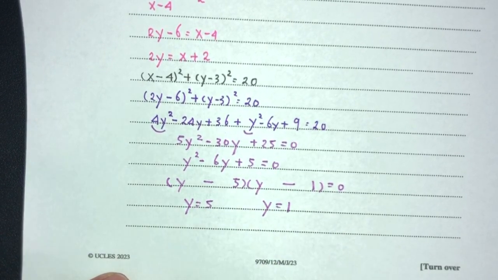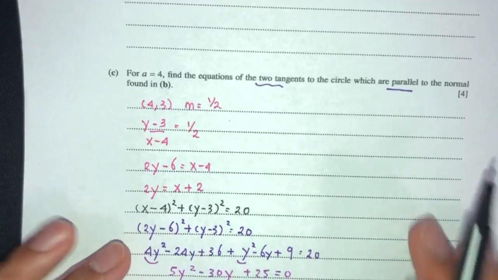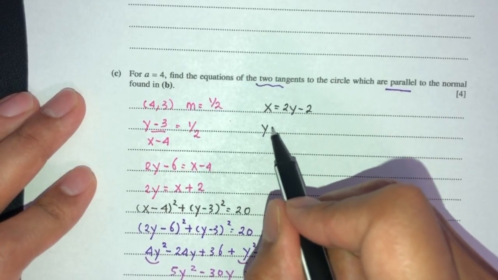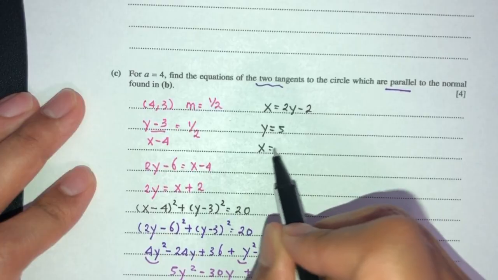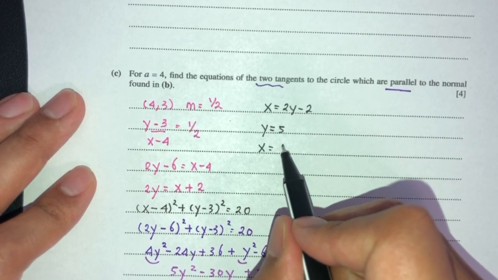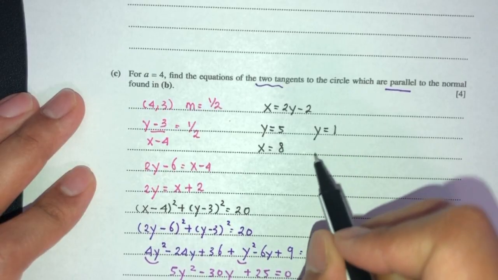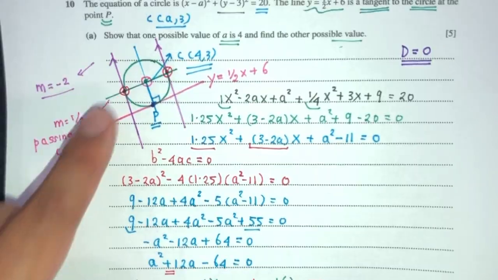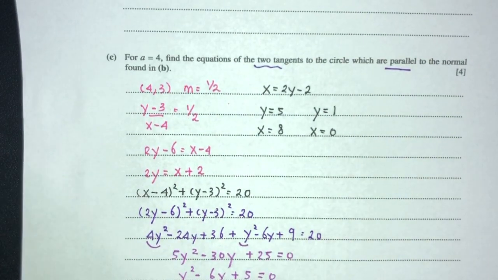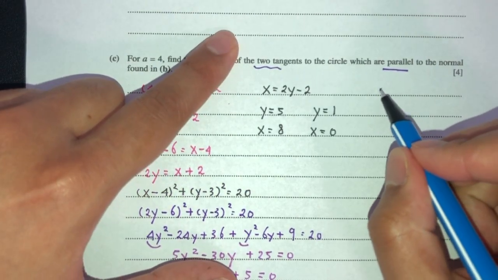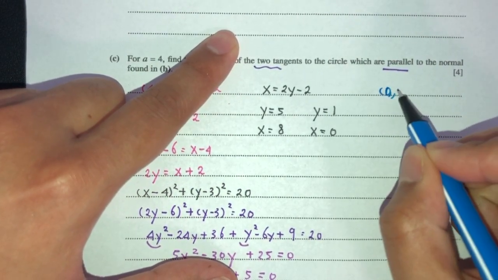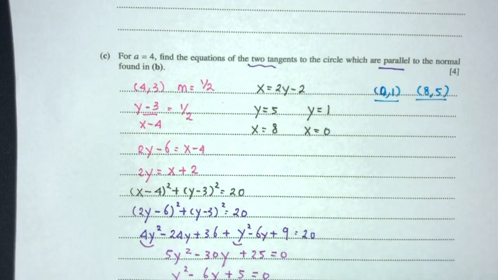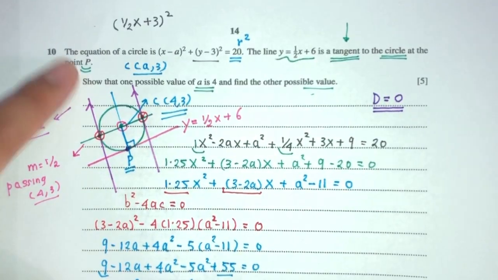Now let's find the corresponding values of x using this equation right here. So x has to be 2y minus 2. When y was 5, x is 2 times 5, which is 10, minus 2 is 8. When y was 1, x will be 0. So the points that we found are the first point, 0, 1, and then 8, 5. So we have these 2 points that we can use to find the equation of this tangent and this tangent.